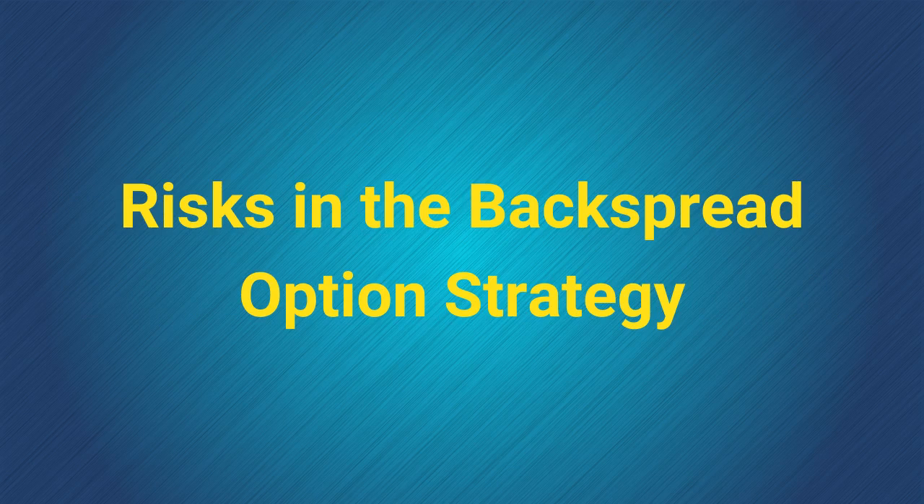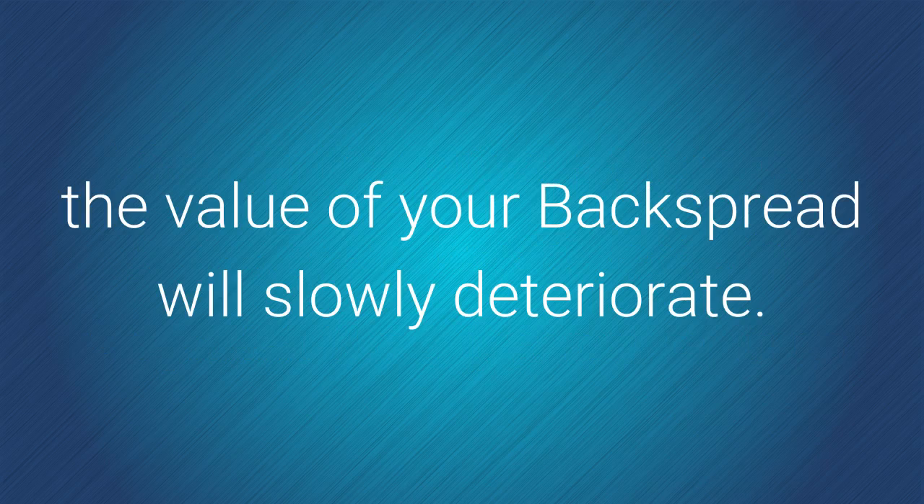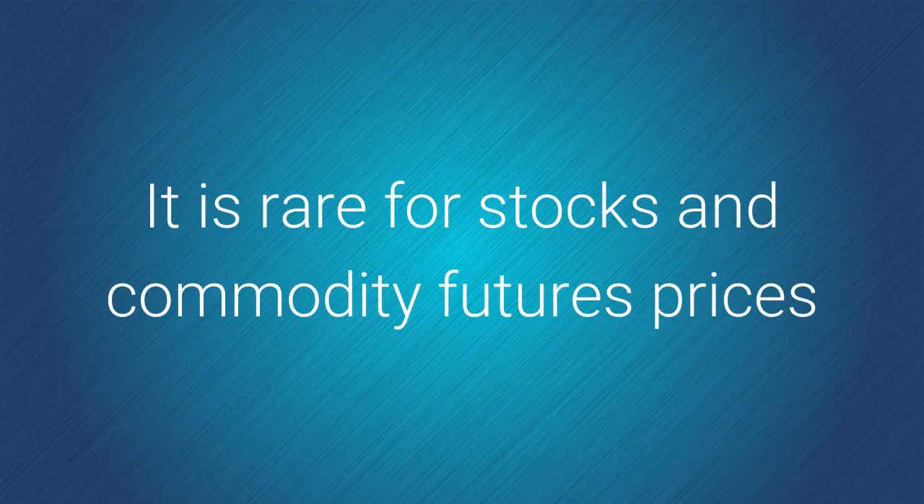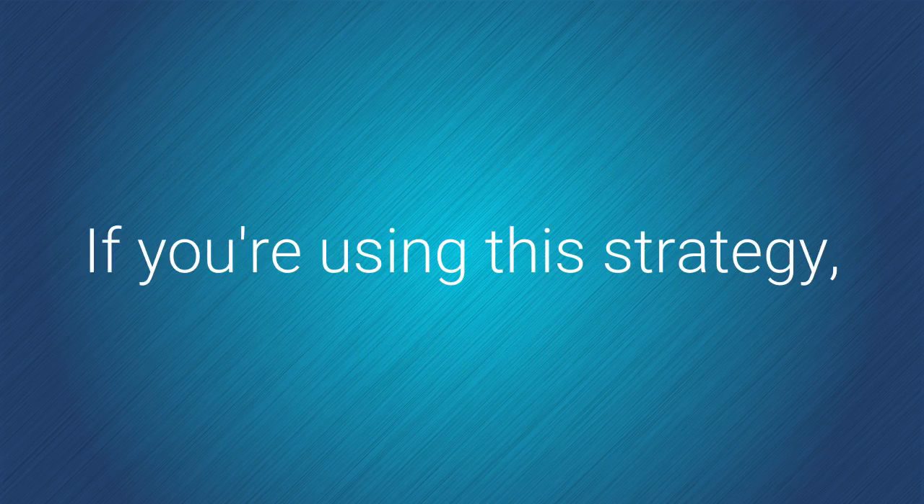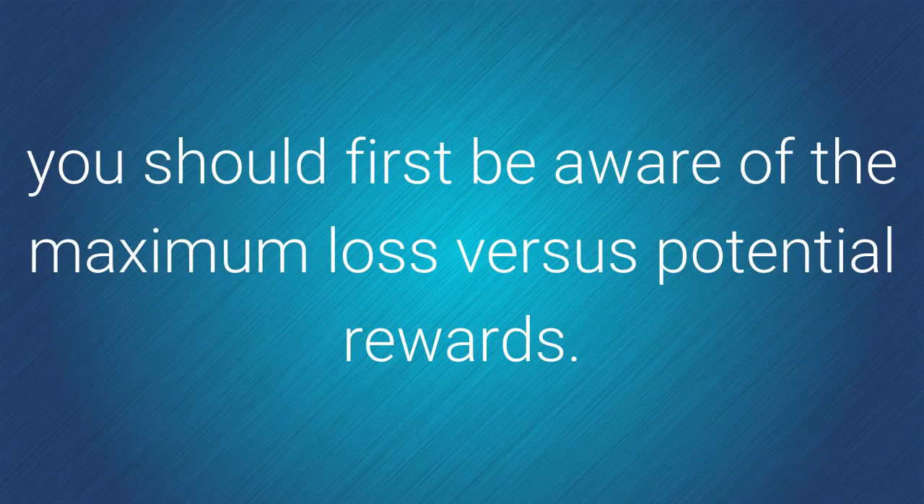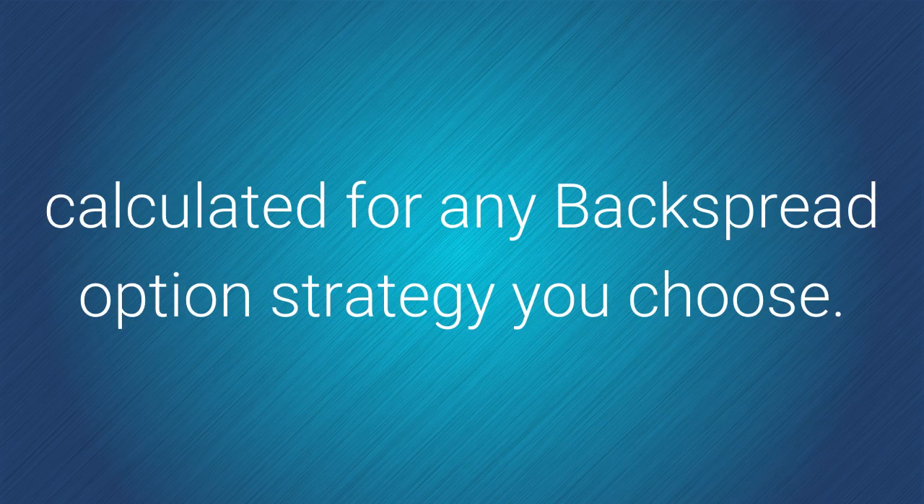Now let's talk about risks in the backspread option strategy. Should the price action of the underlying asset remain stagnant for a period of time, the value of your backspread will slowly deteriorate. It is rare for stocks and commodity futures prices to remain stagnant for extended periods, but it does happen. If you're using this strategy, you should first be aware of the maximum loss versus potential rewards. Fortunately, maximum potential losses can be precisely calculated for any backspread option strategy that you choose.